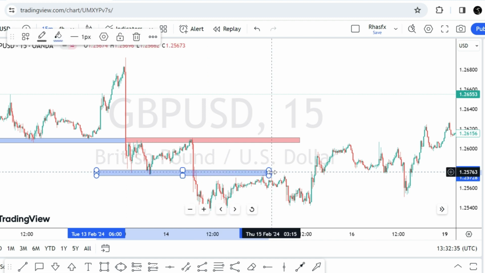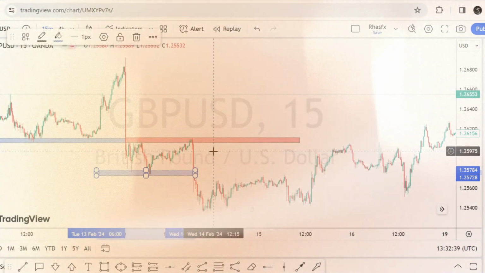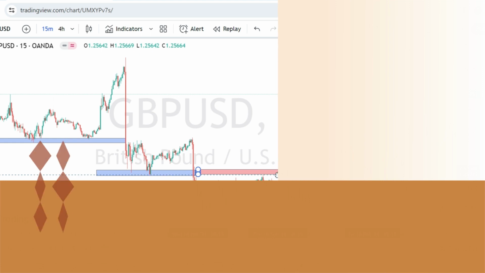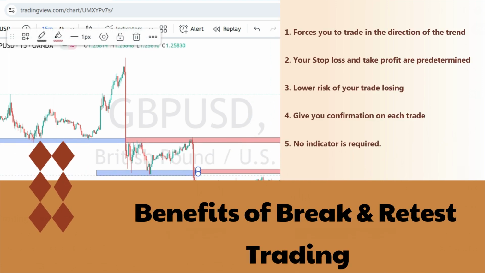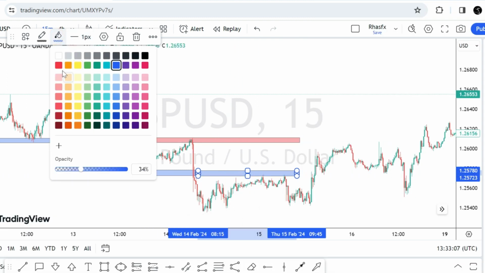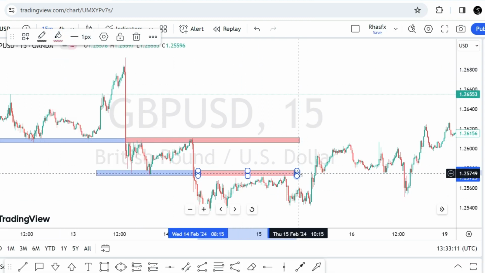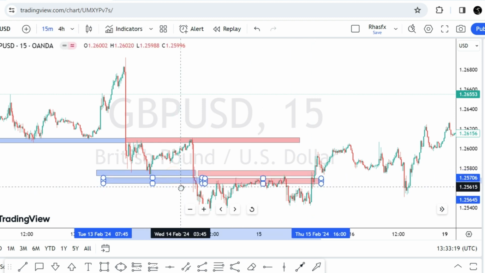One of the best things about a break and retest trading strategy is that it forces you to trade in the direction of the trend. Your stop loss and take profit are predetermined. Lower risk of your trade losing. Give you confirmation on each trade. No indicator is required, so adding an indicator is just a bonus. These are just a few among many of the benefits of break and retest trading in forex. But for the video, we will leave it there.